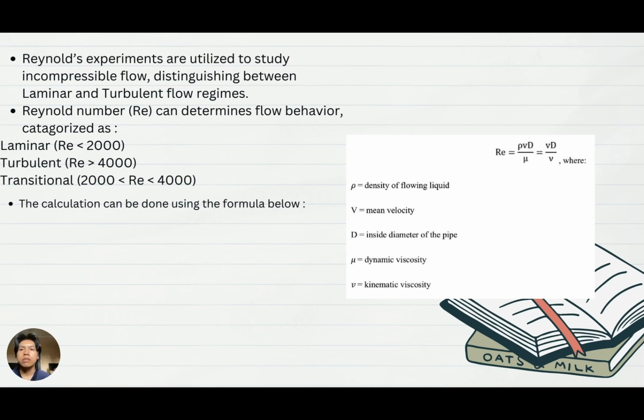The Reynolds number can determine flow behavior. It is categorized as laminar when the Reynolds number is less than 2000. For turbulent, the Reynolds number is more than 4000, and transitional is when the Reynolds number is in between 2000 and 4000. The calculation of Reynolds number can be done using the formula shown in the slide.